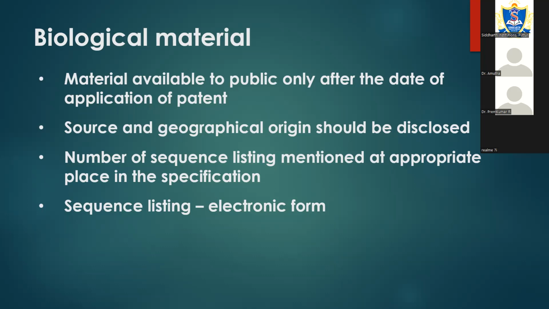In case of biology, there will be biological things. There will be a sequence listing, a protein sequence listing. That cannot be written on an A4 sheet, right? So that can be given in electronic form. These things cannot be explained on paper, and that's why they go with the electronic form.